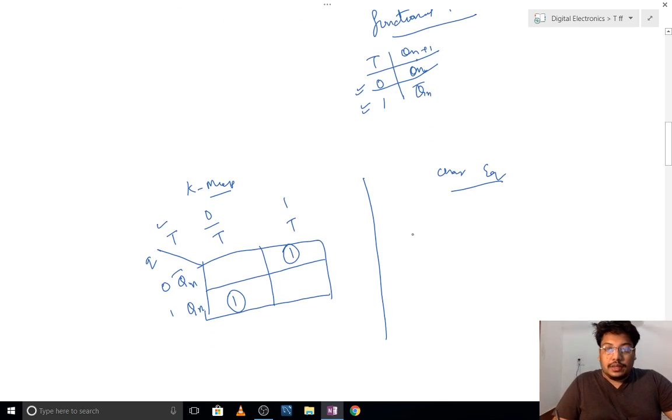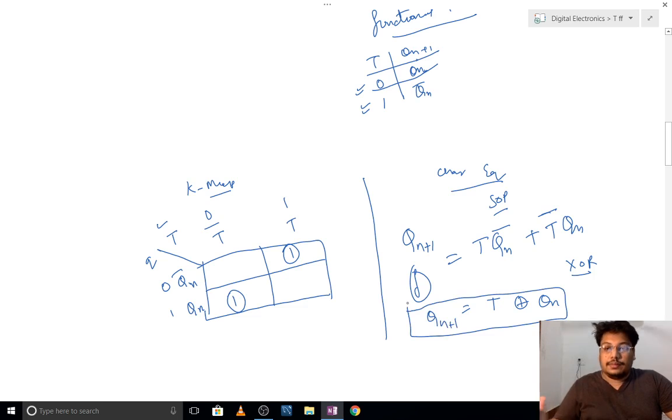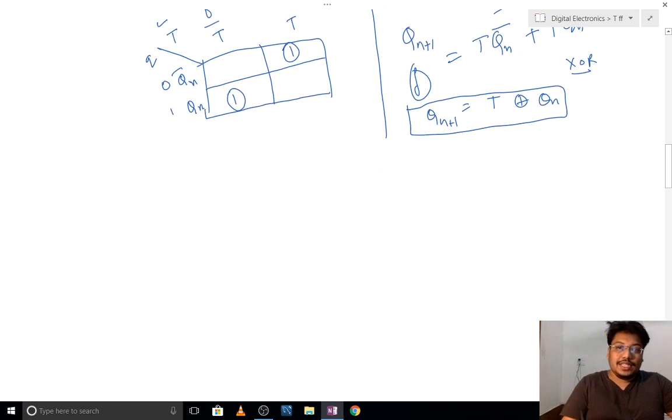So now making the characteristic equation, it will be Qn plus 1, or you can say f as a function. What it gives is T Qn bar plus, in the SOP format we are writing it, T bar Qn. And what it suggests is it is the equation of XOR operation, as I have suggested. So it is T XOR Qn. So this is my characteristic equation. Now we'll be moving to the excitation table.